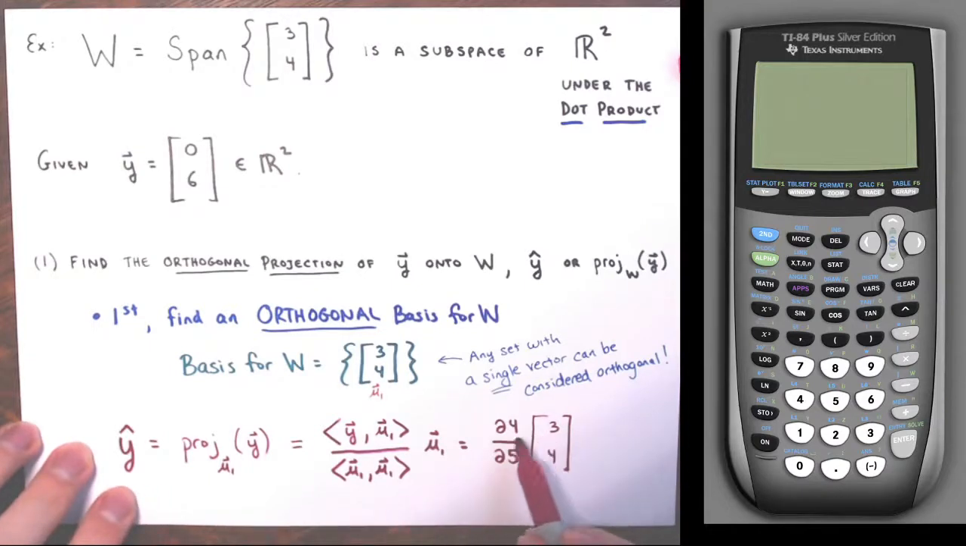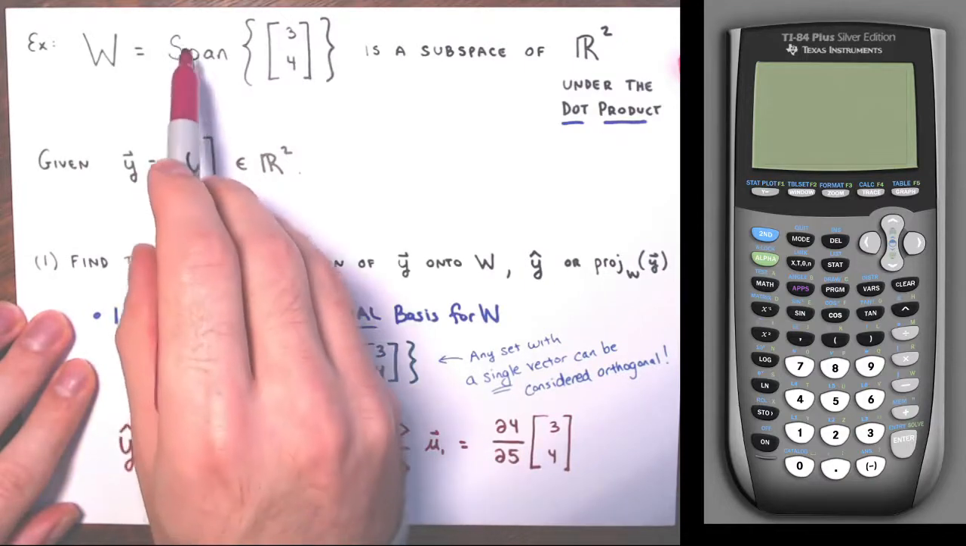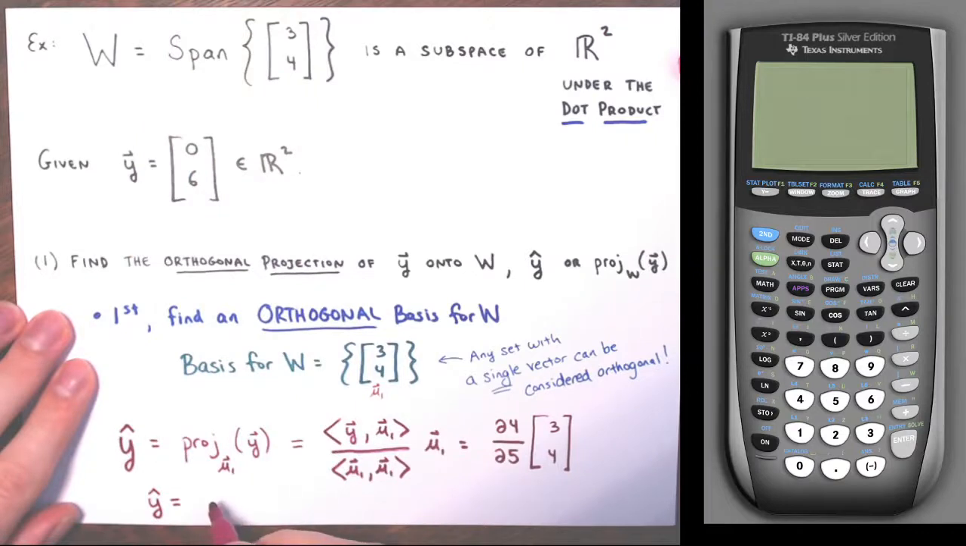If you want to put the scalar in, you can. So y hat, the projection of 0, 6 onto this subspace, is the vector 24 25ths times 3. That would be 72 25ths, multiplying 24 25ths by 3. And then 24 25ths times 4 would be 96 25ths.